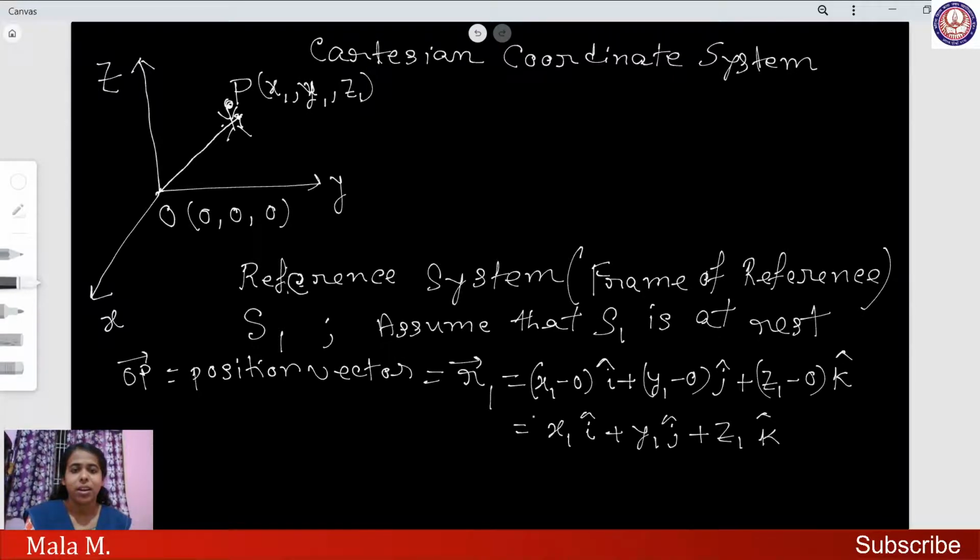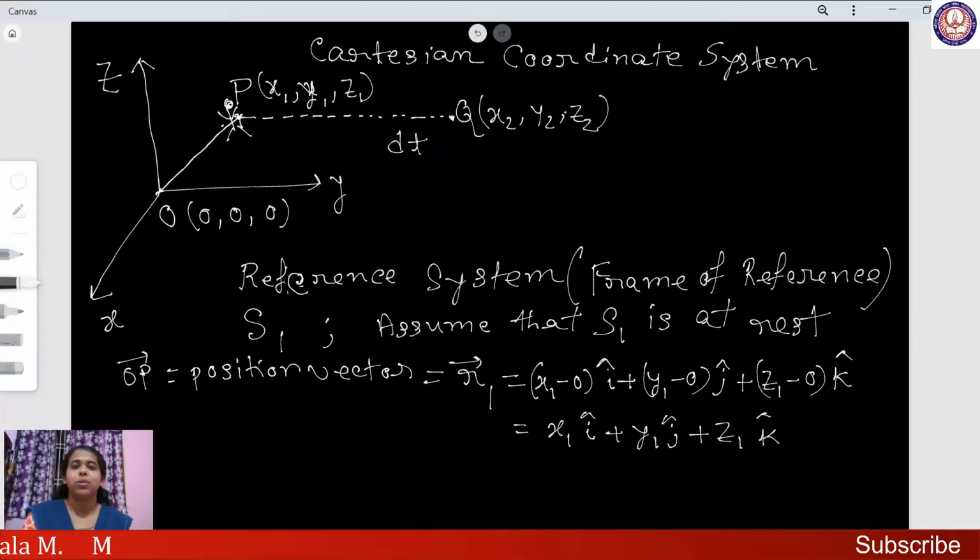Now, consider that the person at point P is changing position with time. He is going along the y direction, in a straight line motion. After some small time dt, his position will be Q. And what are the coordinates? x2, y2, z2.